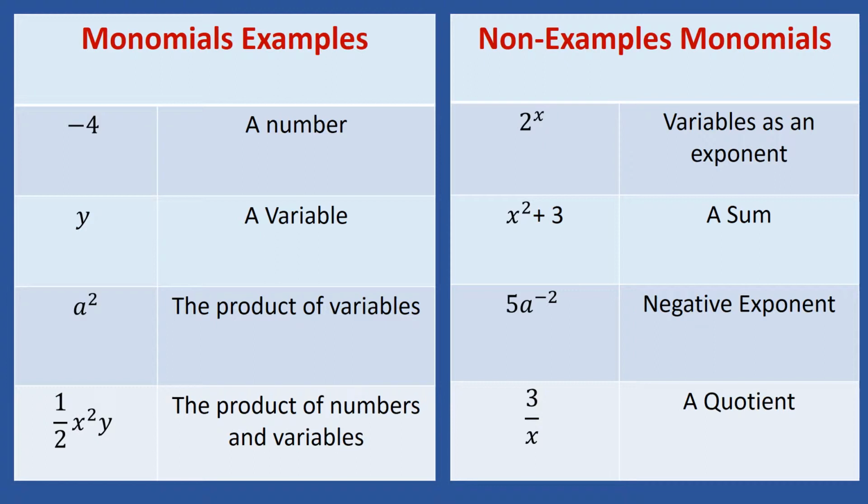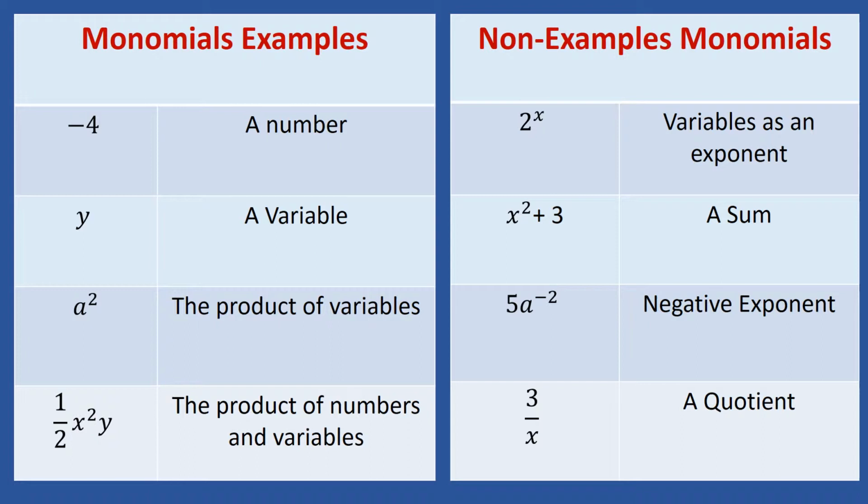Now, down to the third line, the third row, it says products of variables. Notice they said a squared. You could have a cubed, you could have a to the 7th power. You could have a times b. Products of variables are okay.